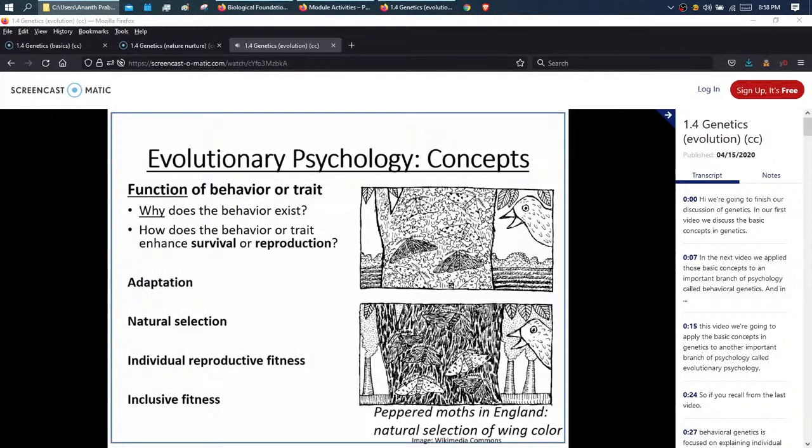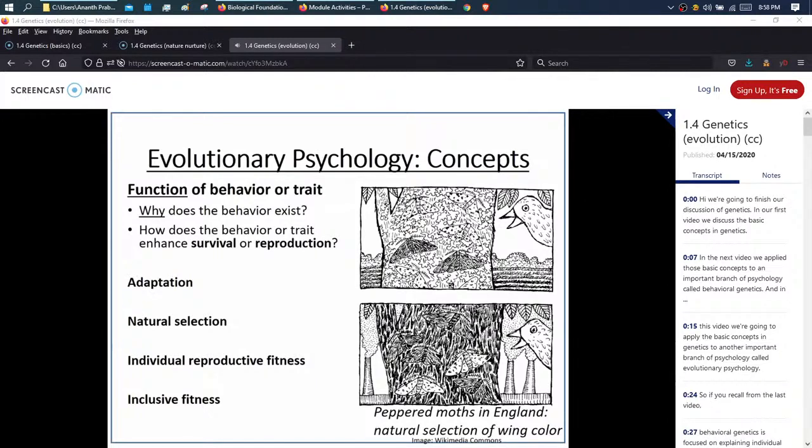Adaptation means that a behavior or trait enhances survival or reproduction in some way. Natural selection is the idea that if a trait or behavior is adaptive, then it makes us more likely to pass on genes related to that trait to the next generation.